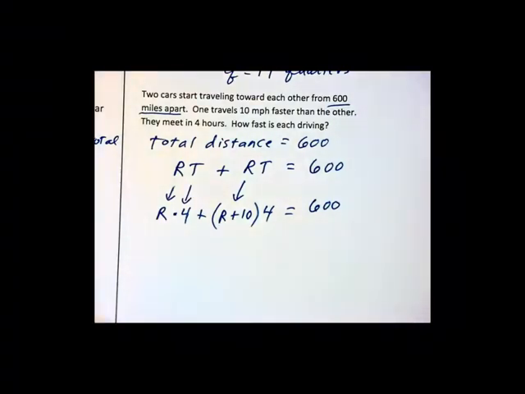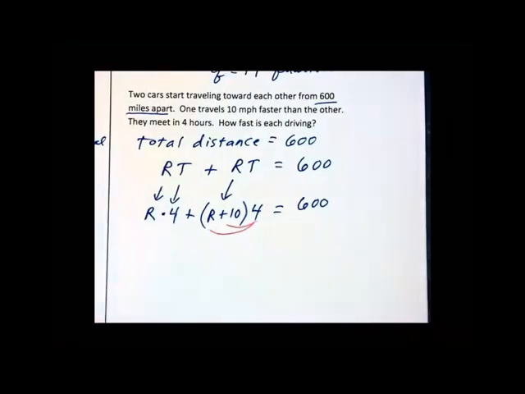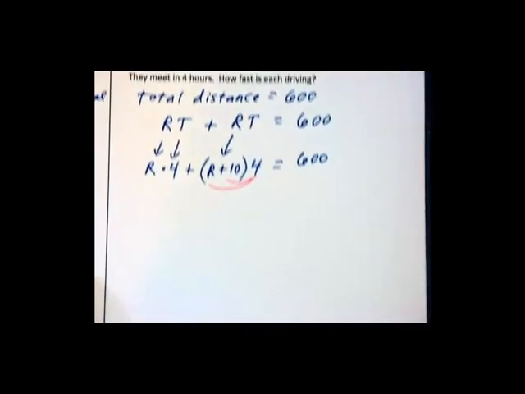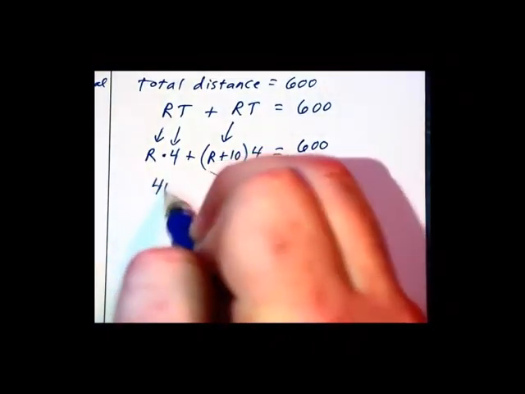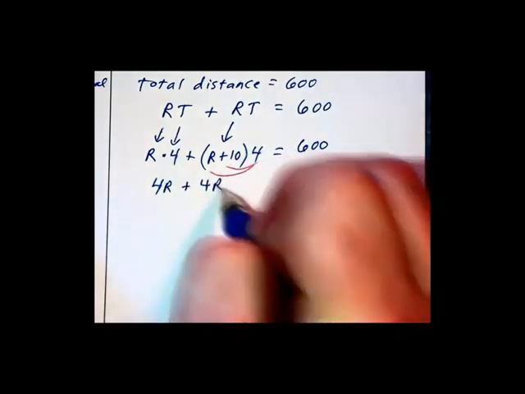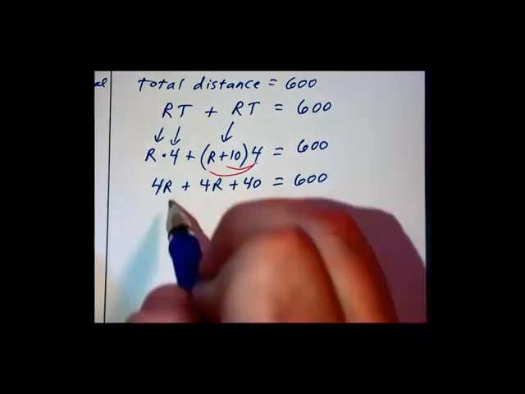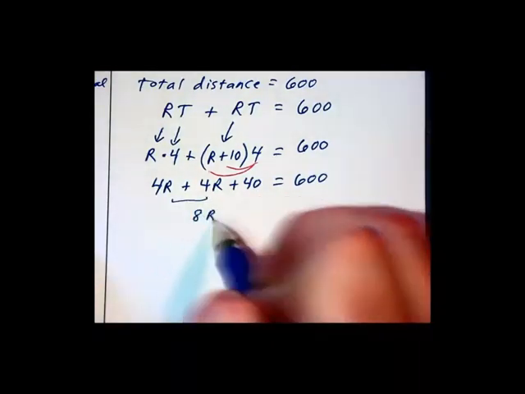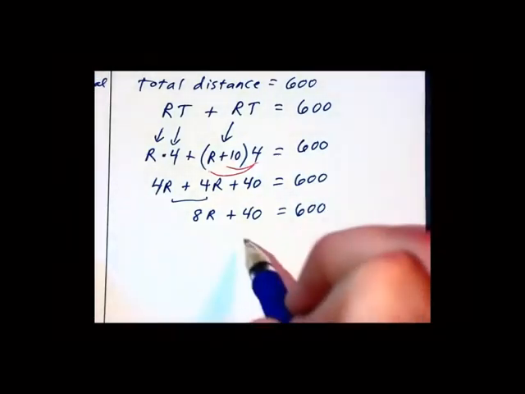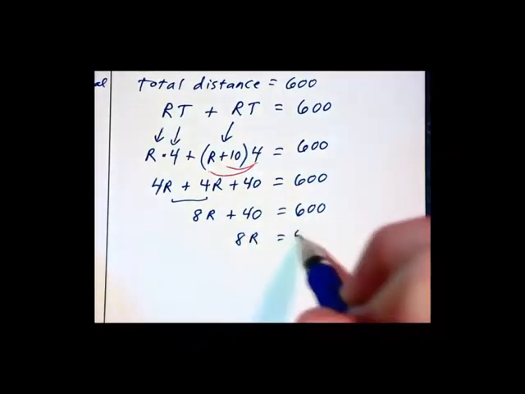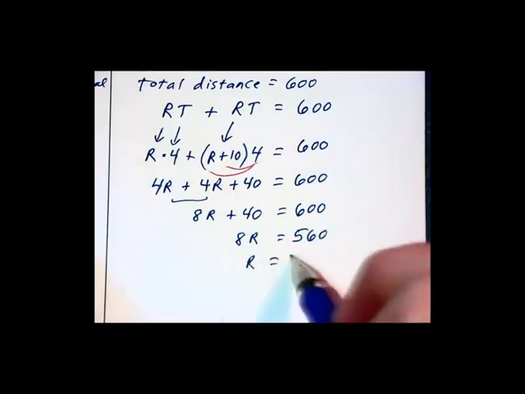We're done, almost. Now we just need to do some distribution with the 4 in that second parentheses. It's a little bit weird doing our distribution from the right to the left, but no problem. We've got 4R plus 4R plus 40 equals 600. Combining the 4 R's together, we have 8R plus 40 is equal to 600. Subtract off the 40, that gives us 560. And dividing by 8 gives us 70.